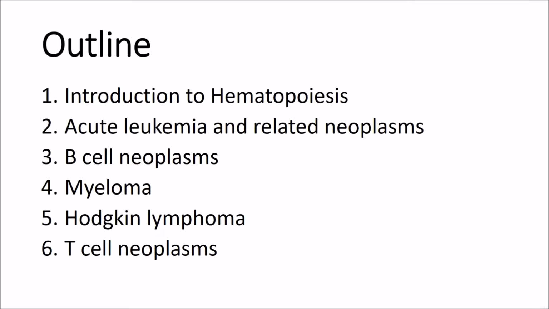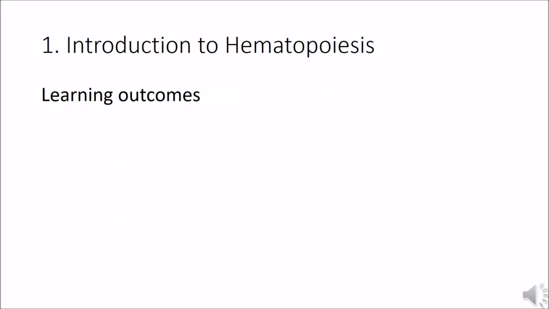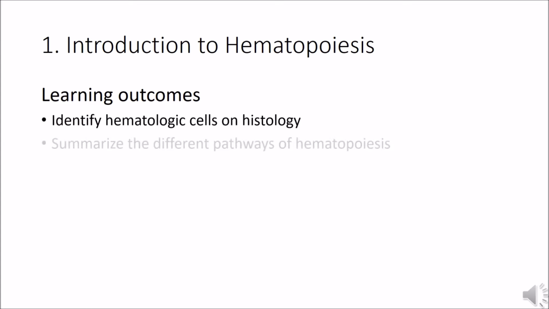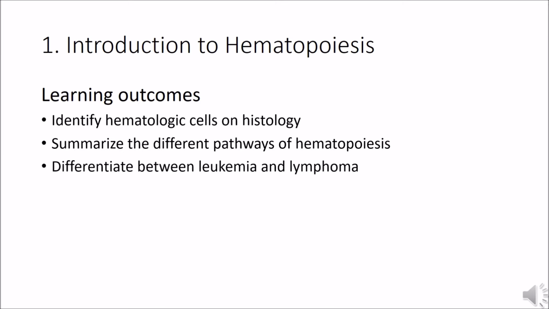This video is divided into 6 short segments, starting with a broad introduction to blood cell development and ending with T-cell neoplasms. Let's begin by building a strong foundation. By the end of this section, you will be able to identify hematologic cells on histology, summarize the different pathways of hematopoiesis, and differentiate between leukemia and lymphoma.